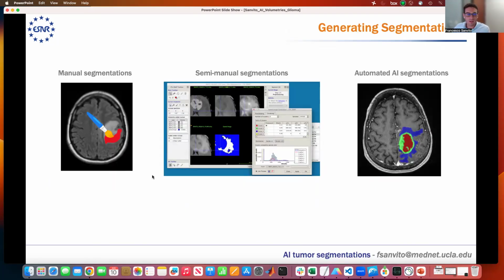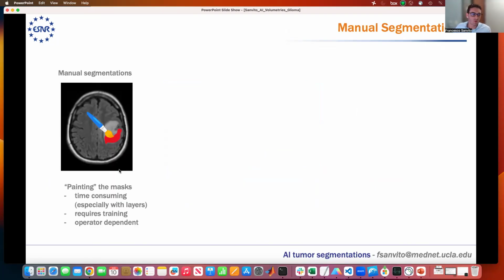Of course, the most ancient approach to tumor segmentation is manual segmentation. So essentially just painting on the image where we think that the tumor is. Of course, this is very time consuming, it requires training, and it is to some extent operator dependent.